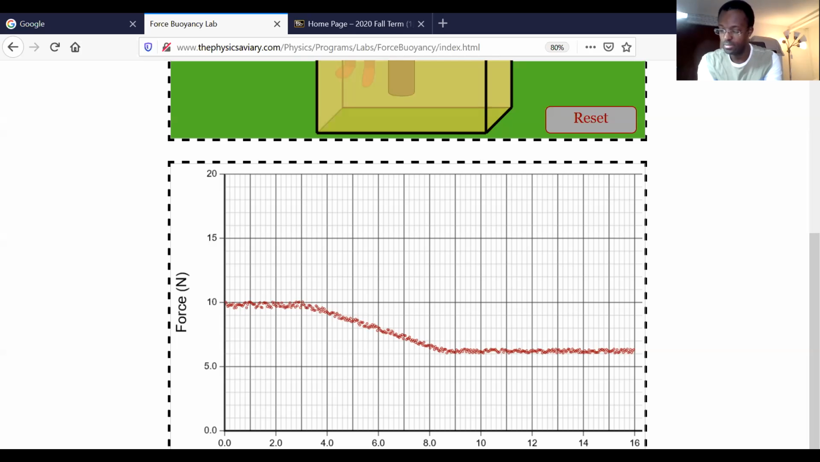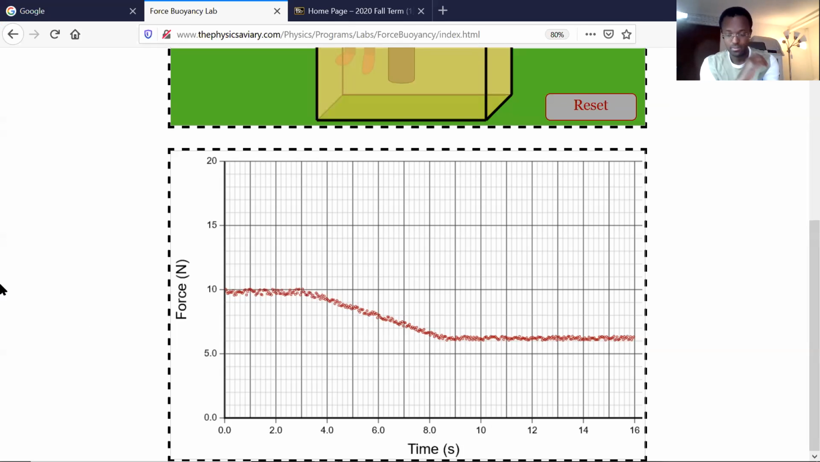The formula is: buoyant force is actual weight minus apparent weight. And we are saying that this is the graph of the apparent weight. So what's the actual weight of the bottle?